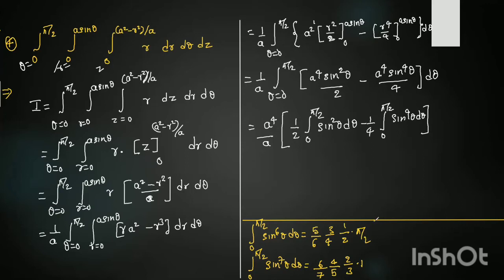You did not study this in this way? Yes, sir. Studied in the first semester. See, for example, if you have the integral from 0 to pi by 2 of sine to the power 8 theta d theta, what is the answer? 7 by 8. Start with 8: 7, 6, 5, 4, 3, 2, 1.